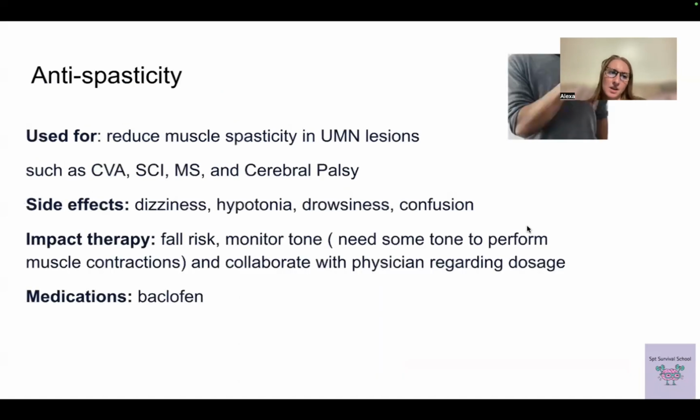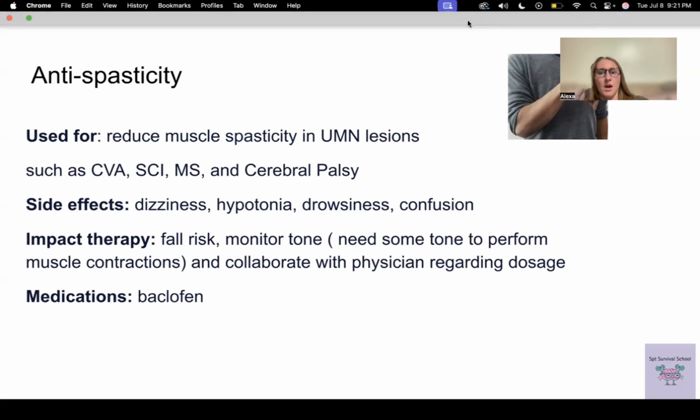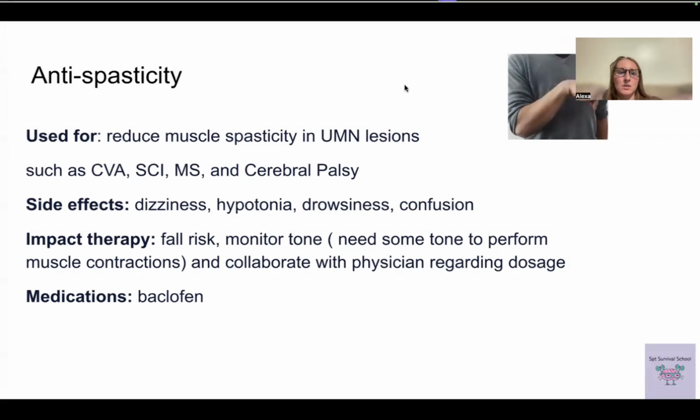Now, for the second medication class, anti-spasticity, these are used to reduce muscle spasticity in upper motor neuron lesions. So think conditions like CVA, SCI, MS, and cerebral palsy. Like in this picture with how a CVA patient might present, they have too much tone. So these medications address that specifically.